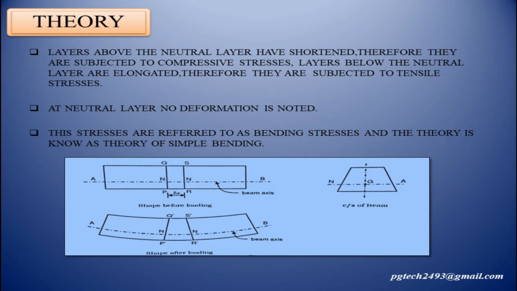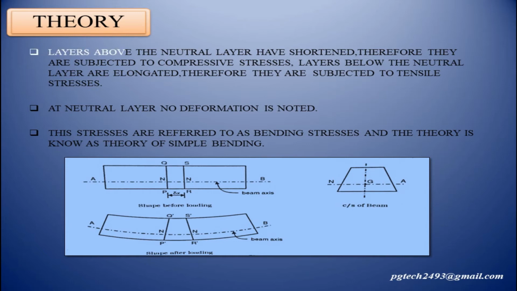Layers above the neutral layer appear to have been shortened while the layers below the neutral layer appear to have elongated. The shortening or elongation, that is, deformation of the layer, appears proportional to the location of the layer from the neutral layer. The deformation in different layers of the beam indicates that the layers are under stress. Also, the variation in deformation is indicative of the fact that the stresses are also varying.